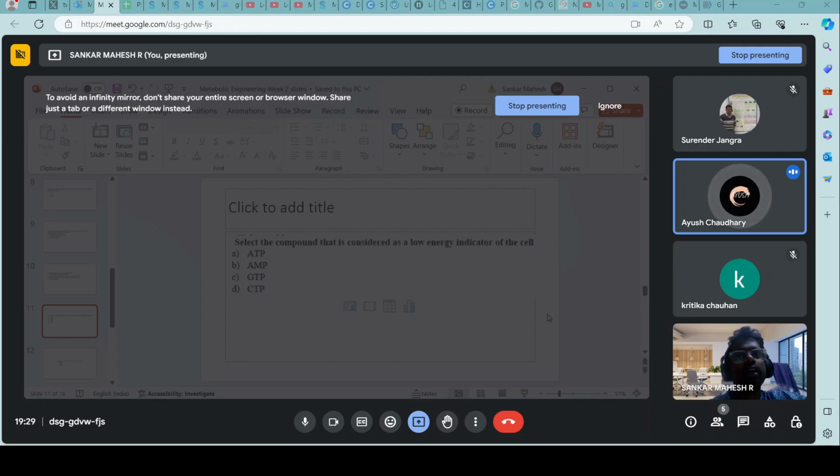Generally, ATP is used in multiple processes like glycolysis and various cellular activities. I'm not able to recall, but it is generally used as an initiator.